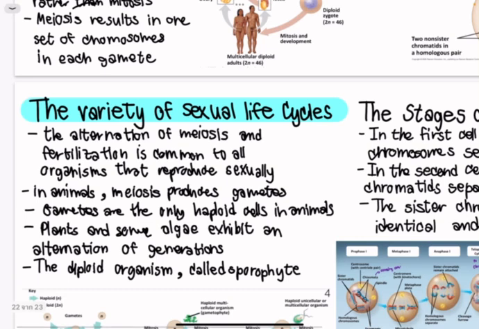The variety of sexual life cycles. The alternation of meiosis and fertilization is common to all organisms that reproduce sexually. In animals, meiosis produces gametes. Gametes are the only haploid cells in animals. Plants and some algae exhibit an alternation of generations.